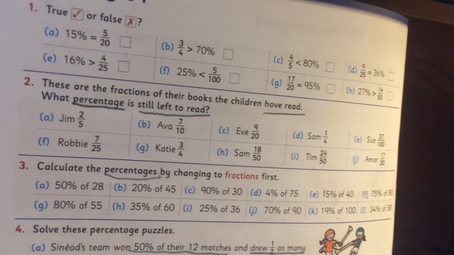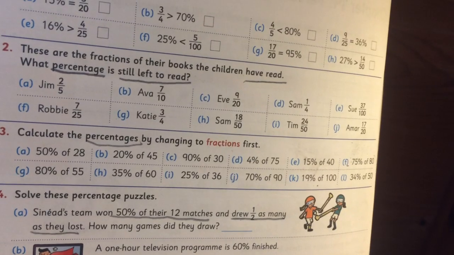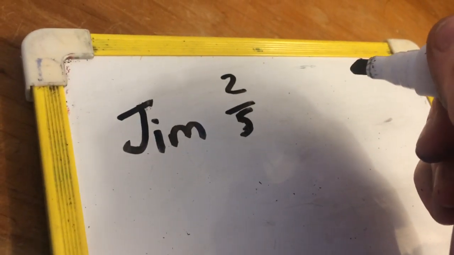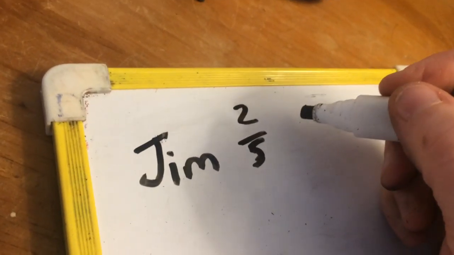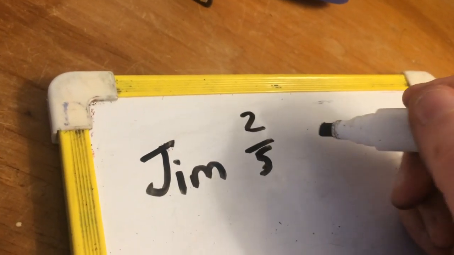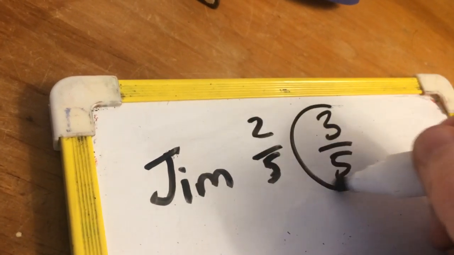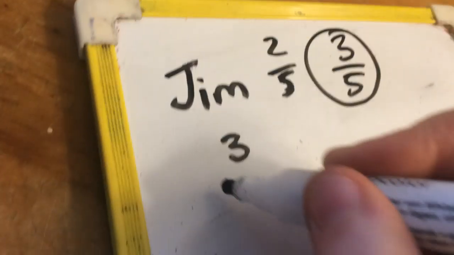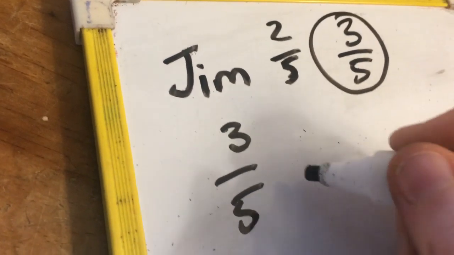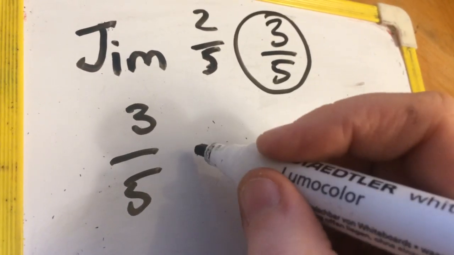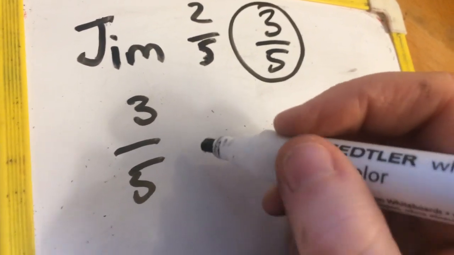Okay, so let's look at Jim. He's 2/5, okay? All right, so 2/5, Jim is written down here. So 2/5 is what he has read. How much is he left to read? So there's 5/5 in total in the book. So how much has he left to read? Exactly, 3/5. So you're actually finding out 3/5, okay? So 3/5, we're going to find the percentage.